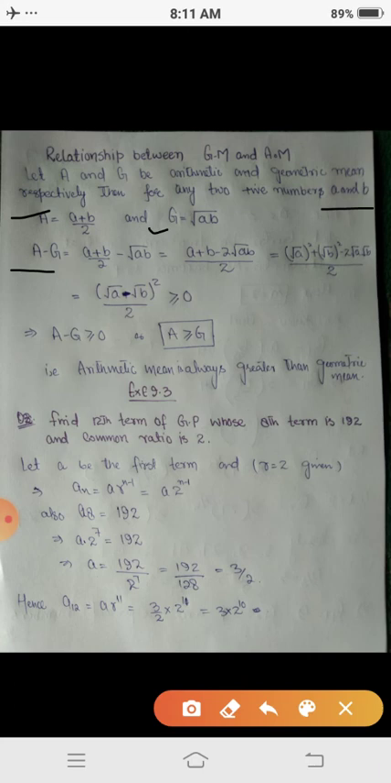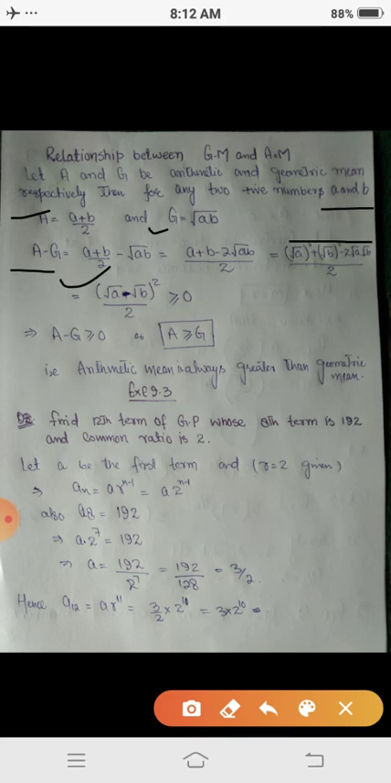Now this very expression, root a square plus root b square minus twice root a root b, becomes (root a minus root b) whole square upon 2. Now this fraction, that is (root a minus root b) square, is positive, 2 is positive, which implies that this whole number is greater than or equal to 0. Now this equals 0 only when root a equals root b.